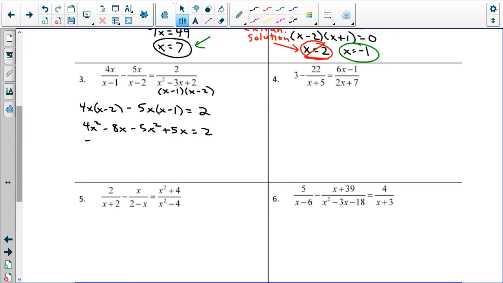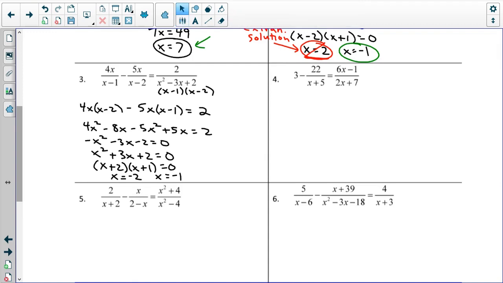I will combine like terms. Negative x squared minus 3x minus 2 equals 0, and I moved the 2 over to the other side. I will multiply through by negative 1 or add everything over to the other side, however you want to think about it, in order to make the factoring easier. So I end up with x plus 2 times x plus 1 equals 0, which means x equals negative 2 and x equals negative 1.